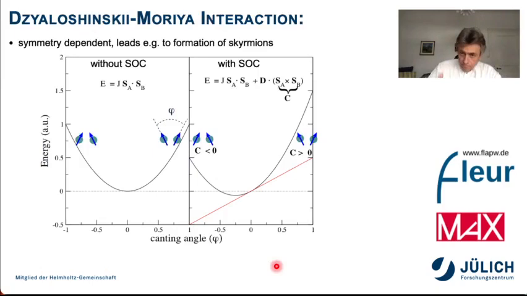Now the effect that you get from this interaction is that it distinguishes whether two spins want to tilt a little bit away from each other or towards each other, because this is what is described by this cross product. This defines a certain kind of chirality of a spin structure, and this leads, for example, to the formation of skyrmions if the symmetry conditions for this Dzyaloshinskii-Moriya interaction are given. The normal Heisenberg type interaction doesn't distinguish between a spin structure that rotates clockwise or counterclockwise. There you cannot get something like this.